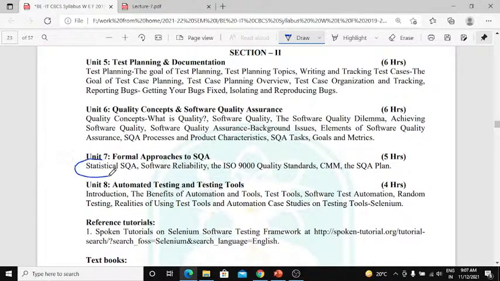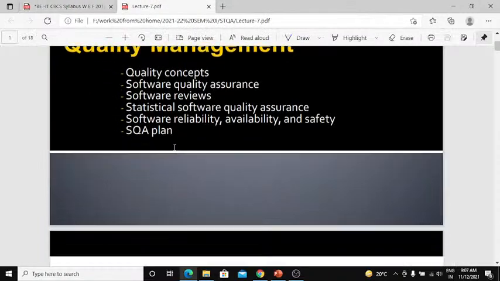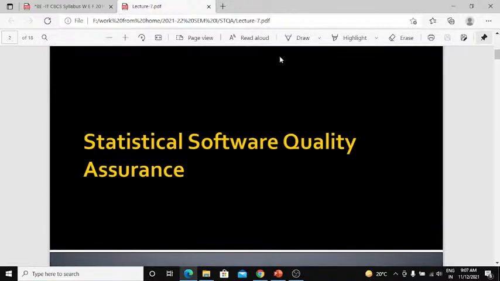That is statistical software quality assurance, software reliability, ISO standards, ISO quality standards and CMM levels, and the software quality assurance plan. So these are some of the formal approaches to software quality assurance. Okay. So today we'll discuss the statistical software quality assurance.